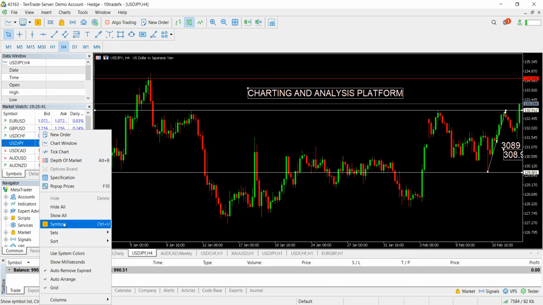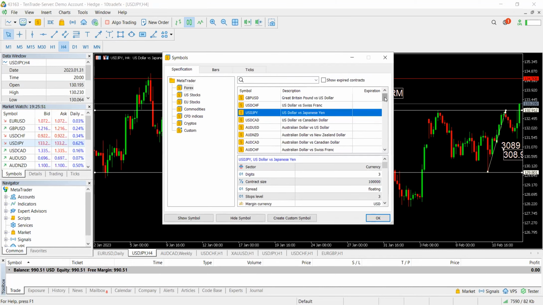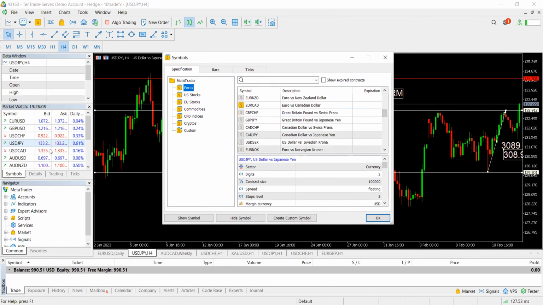So you want to select symbols. When you do that, it will bring this dialog box to you like so. All of the currency pairs are in this different folder. On the Forex folder, you'd have the currency pairs. The ones in gold are the ones that are showing. The ones that are gray are the ones that are inactive.